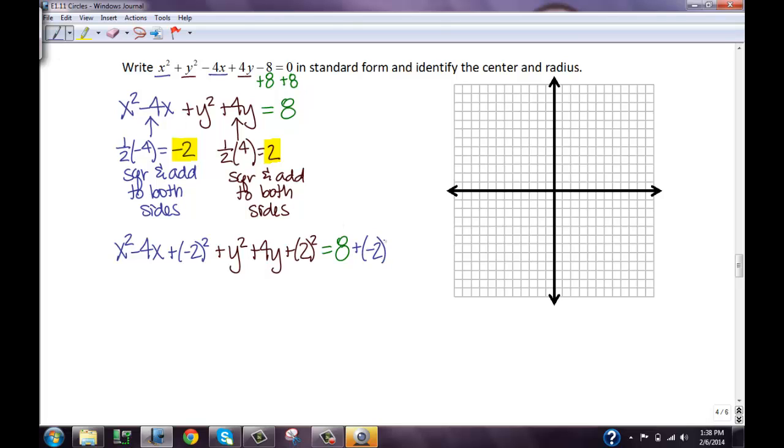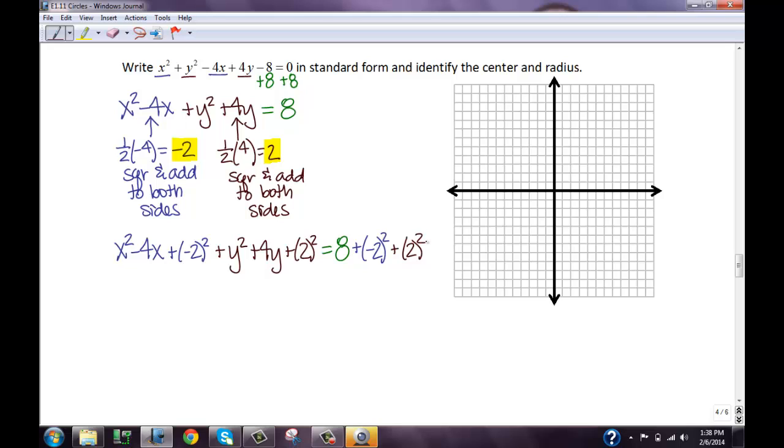The negative 2 squared from completing the square with the x's, and the positive 2 squared that we get from completing the square with the y's. So again, remember, once we take half the middle term and we get negative 2 and 2, we square that and add it to both sides. So I showed it in blue. I squared negative 2 and added it to both sides.